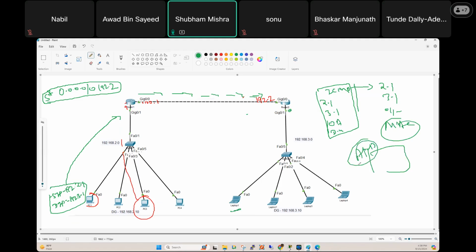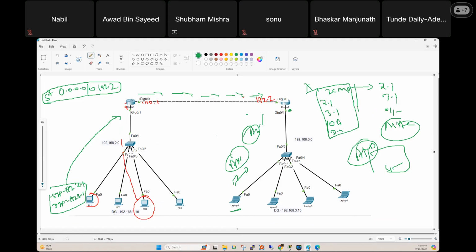The ARP table. But in the ARP table, this router does not find laptop 1's MAC address. So that's the reason the ICMP packet was dropped here. Yes or no? Yes. Now what will this router do? This router sends the ARP packet and calculates the MAC address first. Yes or no?